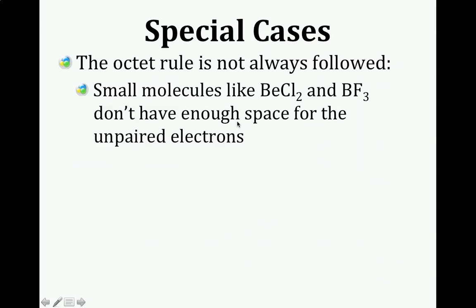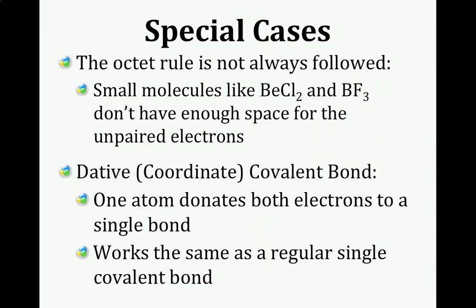There are some special cases. The octet rule isn't always followed. We have some small molecules like beryllium chloride or beryllium dichloride and boron trifluoride, and those are ones that don't have enough space for the unpaired electrons. We also have what's called a dative or coordinate covalent bond, in which one atom donates both electrons to the single bond. And it works the same as a regular single covalent bond.